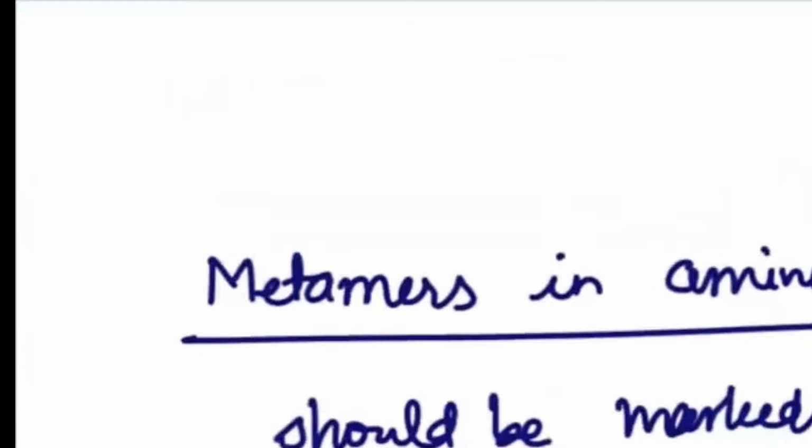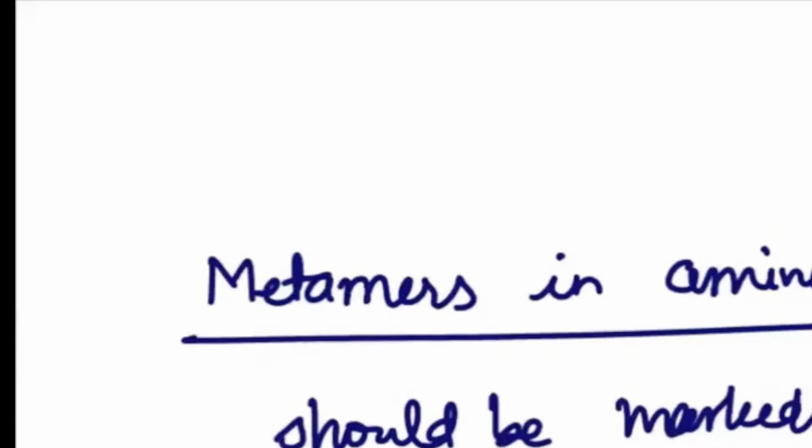Metamers in amines should be marked under secondary and secondary. You can mark only there. You are comparing secondary and secondary, or tertiary and tertiary. But you can't mark metamers between secondary and tertiary, or primary and tertiary, or primary and secondary. That will not be metamers, because if you try to do this, basically you are marking functional isomers.